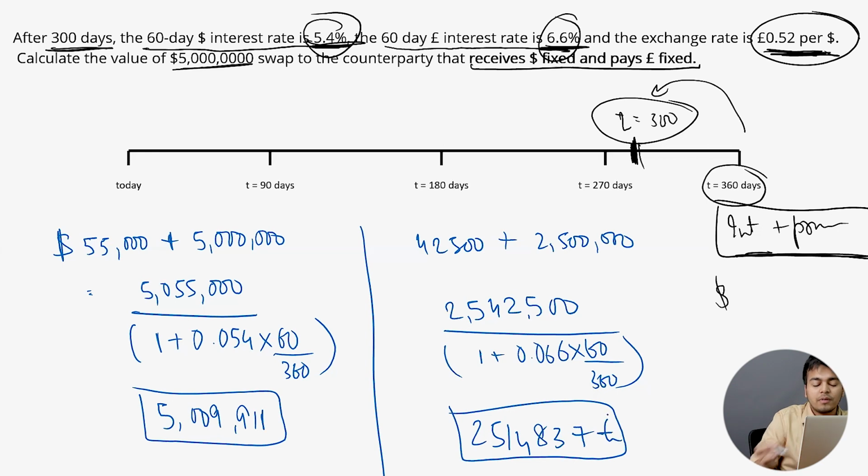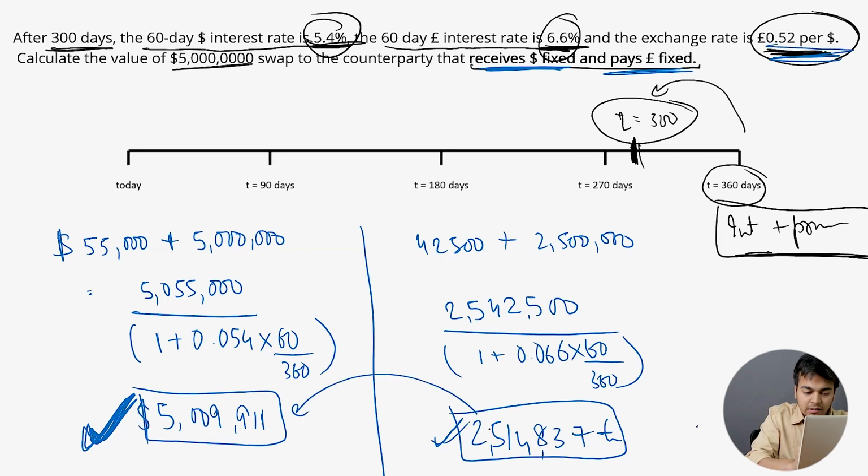In terms of GBP. Now what we need to do is see that the person who is receiving fixed dollar is receiving this amount. The value that he is receiving is this, and the very same person will be paying GBP. One thing that we need to understand is that right now these two amounts are in different currencies. This is in dollars and this is in GBP. So we'll be converting this into this. To do that, this is in GBP terms, and the exchange rate that we have is 0.52 per dollar.